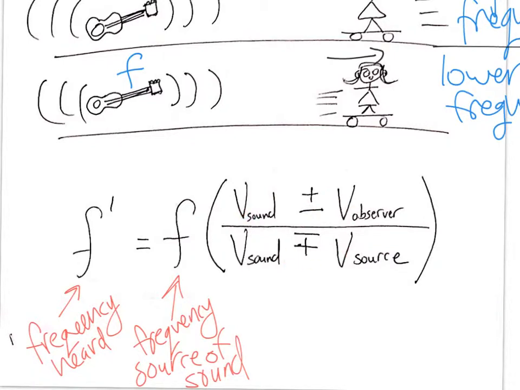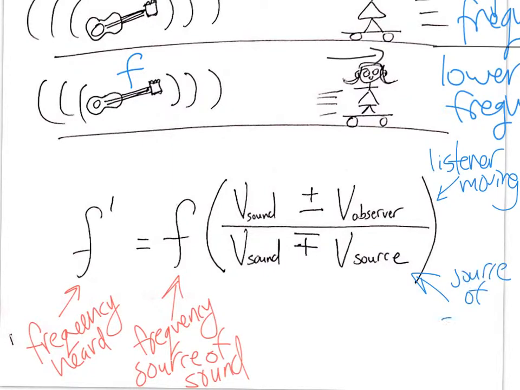And so this equation, this plus or minus, and the numerator and denominator apply to two different situations. So if the listener is moving, we use the numerator, and if the source of sound is moving, we use the denominator. Source of sound moving.